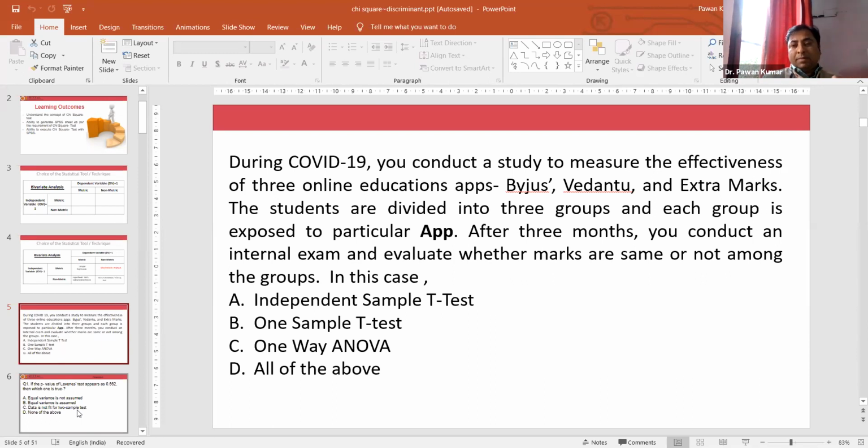So suppose Dr. Parampreet has given this project to the students, and these students are divided into 3 groups. Each group is exposed to a particular app, meaning Byju's, Vedantu, and Extra Marks. So after 3 months, Dr. Parampreet ma'am conducts the internal exams, and she is going to evaluate whether the marks are the same or not among the 3 groups. Can you please tell me in this case which test you would apply? Independent sample t-test, one sample t-test, one-way ANOVA, or all of the above? Please write in the chat box.